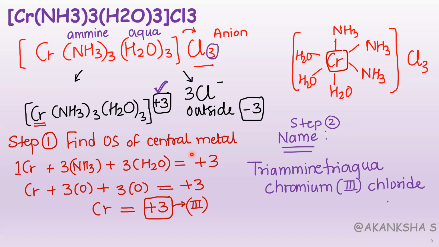Now, once you find the oxidation state of the central metal, naming always begins with the ligands, that too alphabetically. So amine comes before aqua alphabetically. That's why triamine, triaqua. Now, because the complex is a cation, a positively charged complex, we are keeping the name of the metal as it is, chromium. Oxidation state comes in Roman numerals with a bracket, followed by the name of the anion.